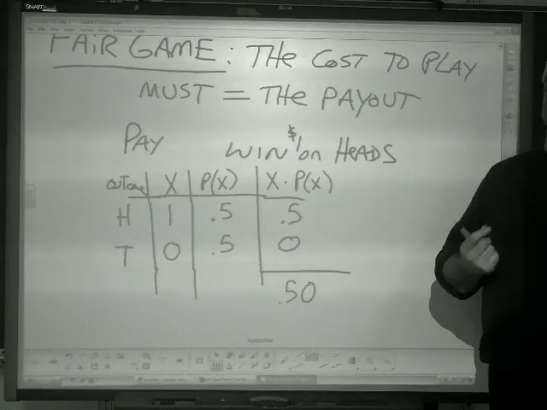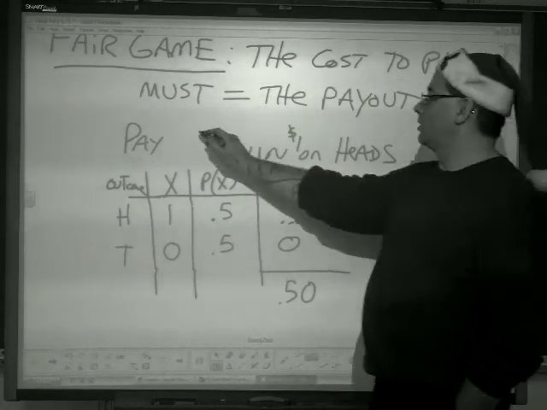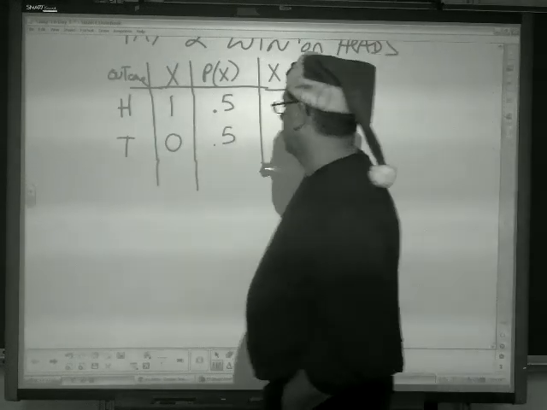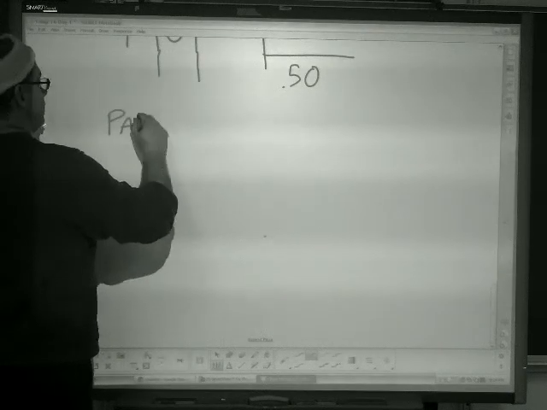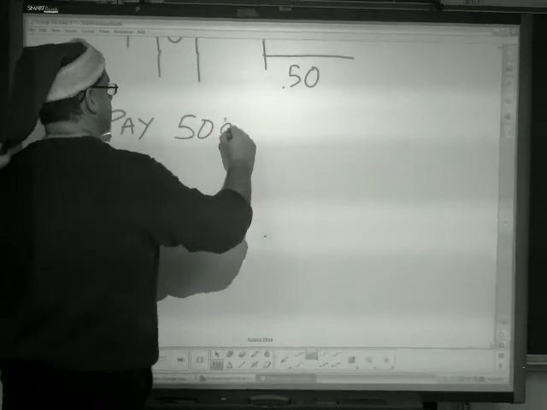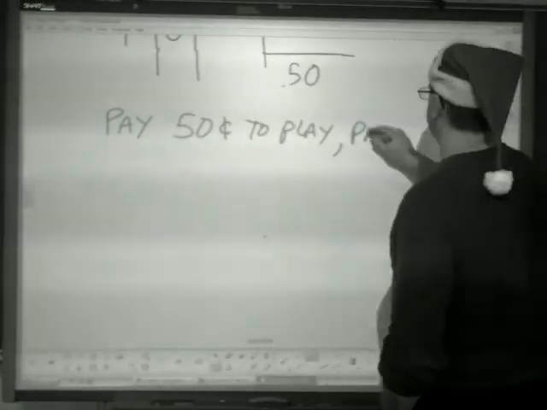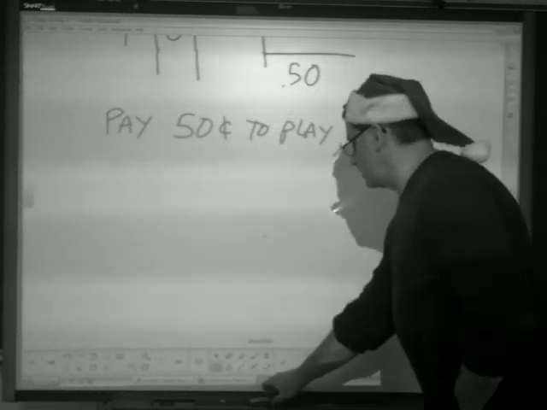But what if I charged you 50 cents to play? Okay? I'll keep this back here for a second. Let's make a new table. All right? One more. Pay 50 cents to play. Pay out $1 on heads.